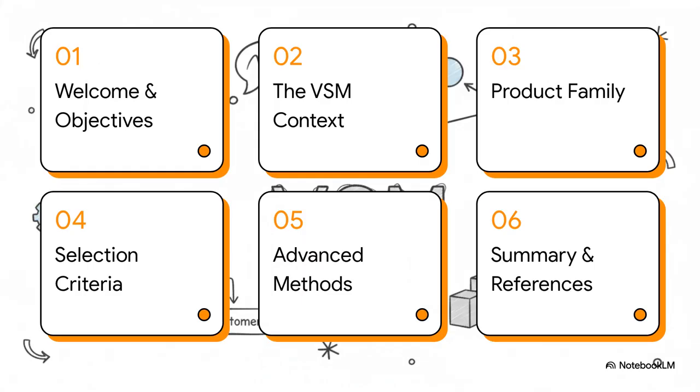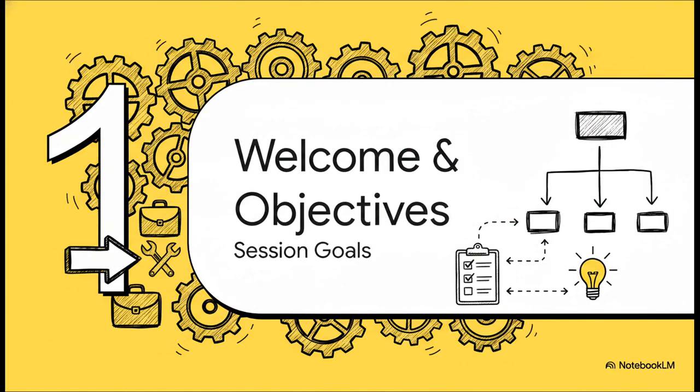Here is our quick strategic roadmap for this explainer. We'll start with our welcome and objectives, move into the VSM context, then defining a product family, explore selection criteria, dive into some advanced methods, and finally wrap up with our summary and references. All right, Section 1, Welcome and Objectives.